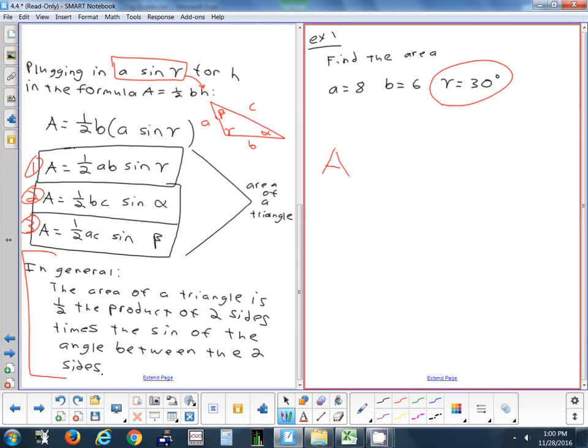So the area of this triangle is 1/2 A times B times the sine of gamma. Now just do that out. Generally, if you get a decimal, we'll round it to 2 places. If you don't, then you don't have to worry about rounding. All right, so Jake, as I multiply straight across, what do I get when I do this first part out? Yeah, 1/2 of 8 is 4. 4 times 6, 24.